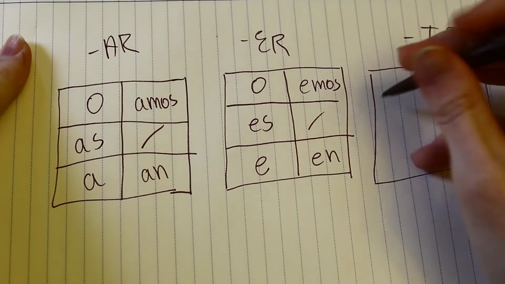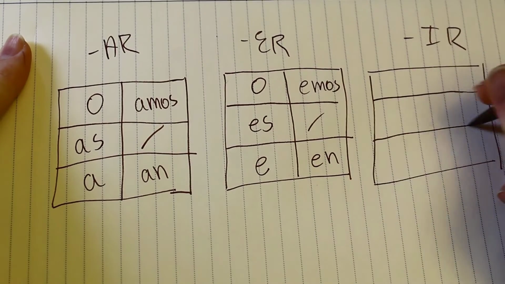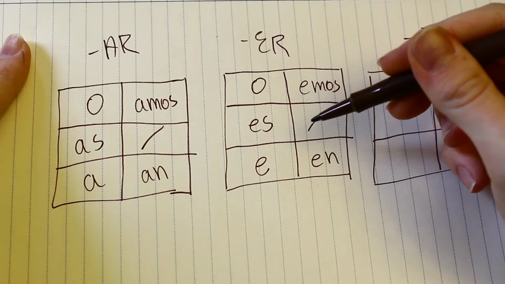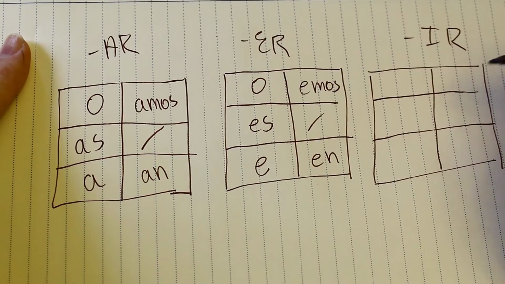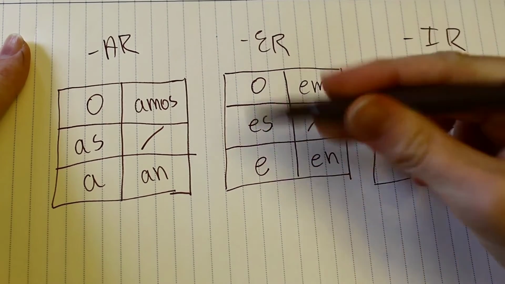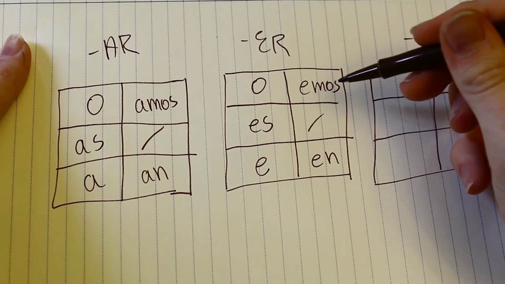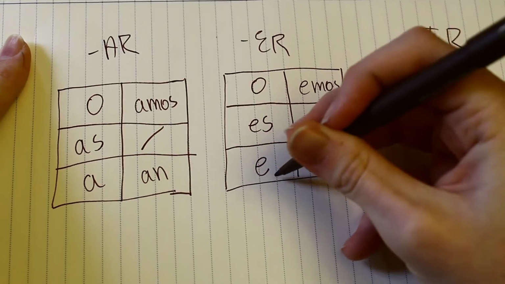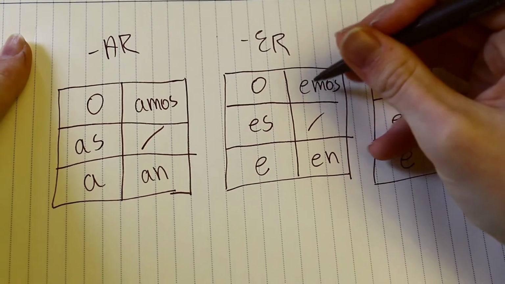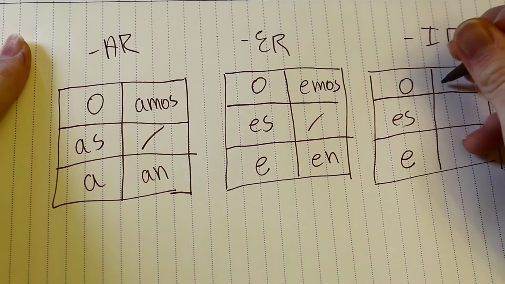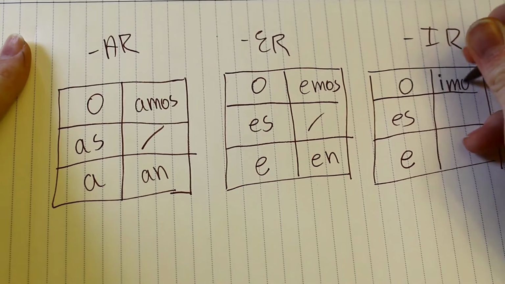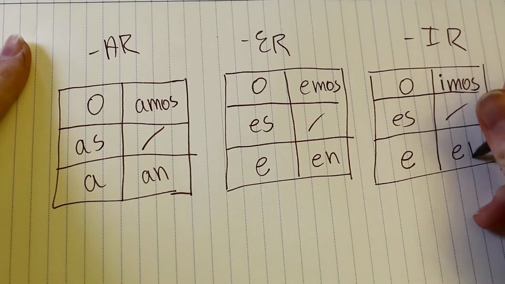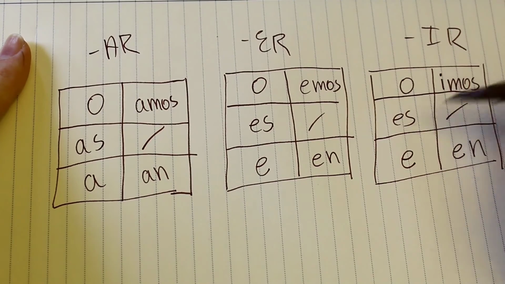All right, IR endings. With AR, we changed all of these A's into E's, so you would think we should change these E's into I's, but we do not. We keep all of these the same except for this ending. So O is still O, es is still es, this one is still just an e. But this one, instead of emos, now turns into imos. We still don't do vosotros, and then this is still en. So these are o, es, e, imos, en.